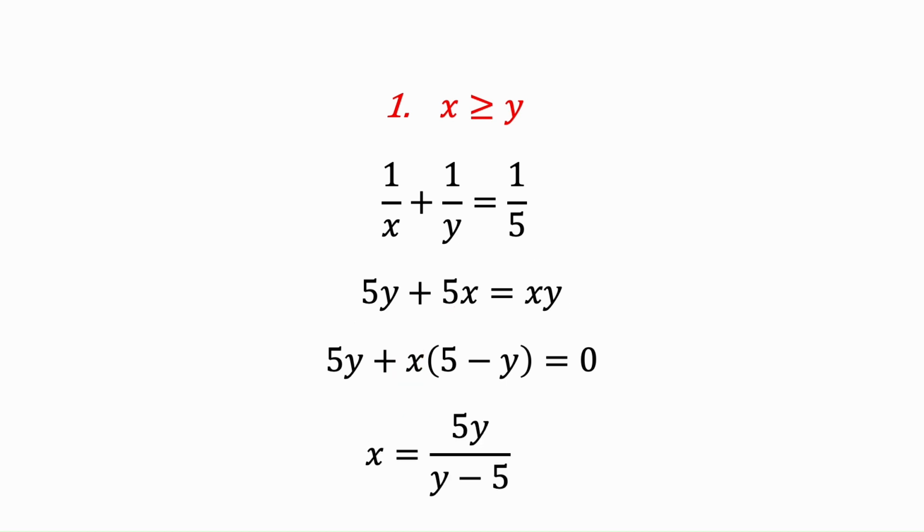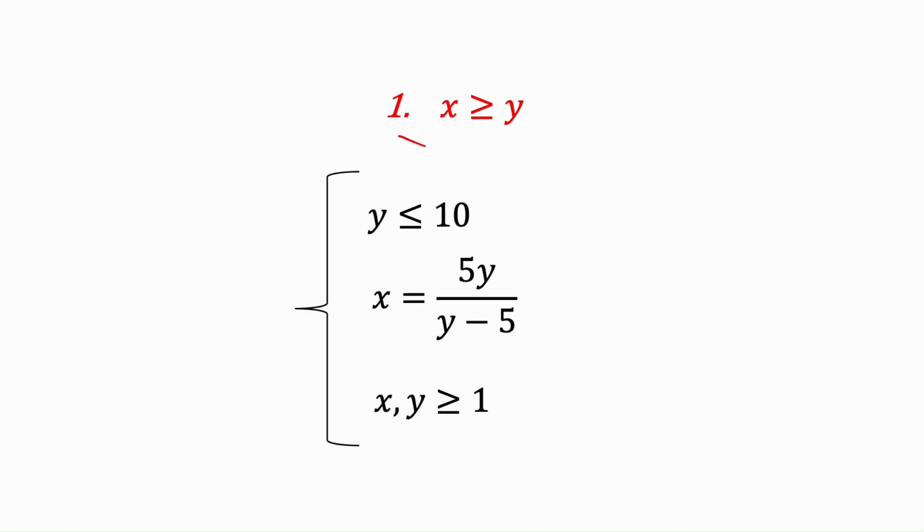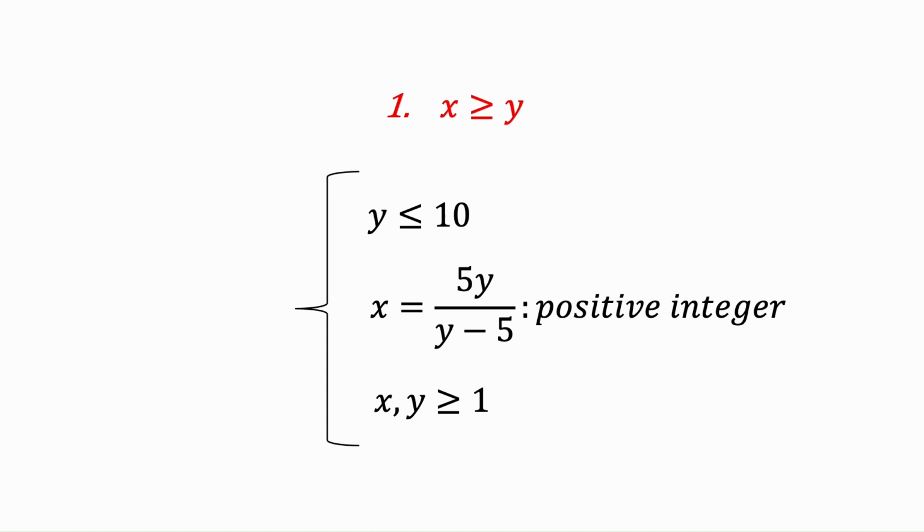Now we can write x based on y. So in the first assumption, which is x greater than y, we found y needs to be less than or equal to 10, and we found that x equals 5y over y minus 5, and x and y need to be positive integers. By the assumption of positive integers, now we want to simplify this and see what possibilities x and y have in this equation.